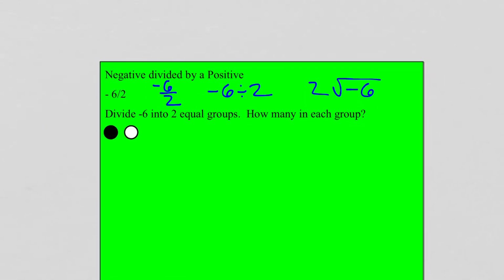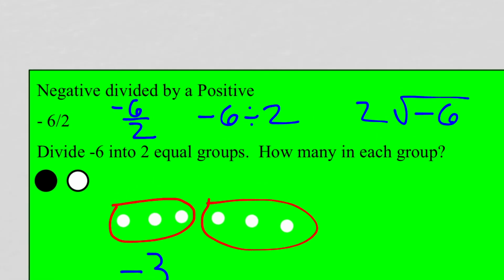There's only one way to think of this one. We take a negative 6 and divide it into 2 equal-sized groups. So let's make a negative 6. There are 6 negatives. Now divide them into 2 equal-sized groups. That's what this means. There you go. How many are in each group? Negative 3 are in each group. So that means a negative divided by a positive is a negative.